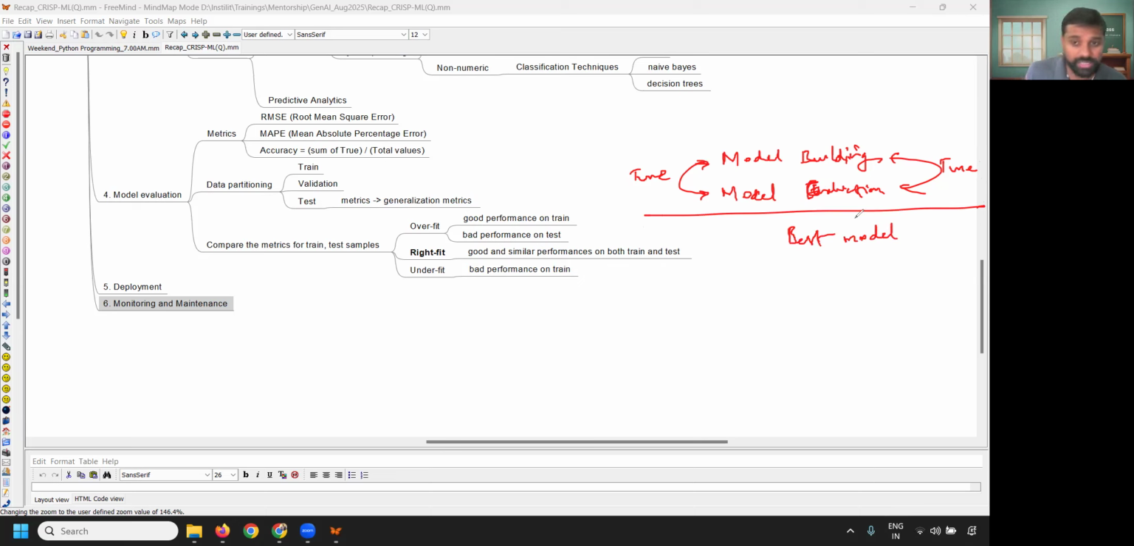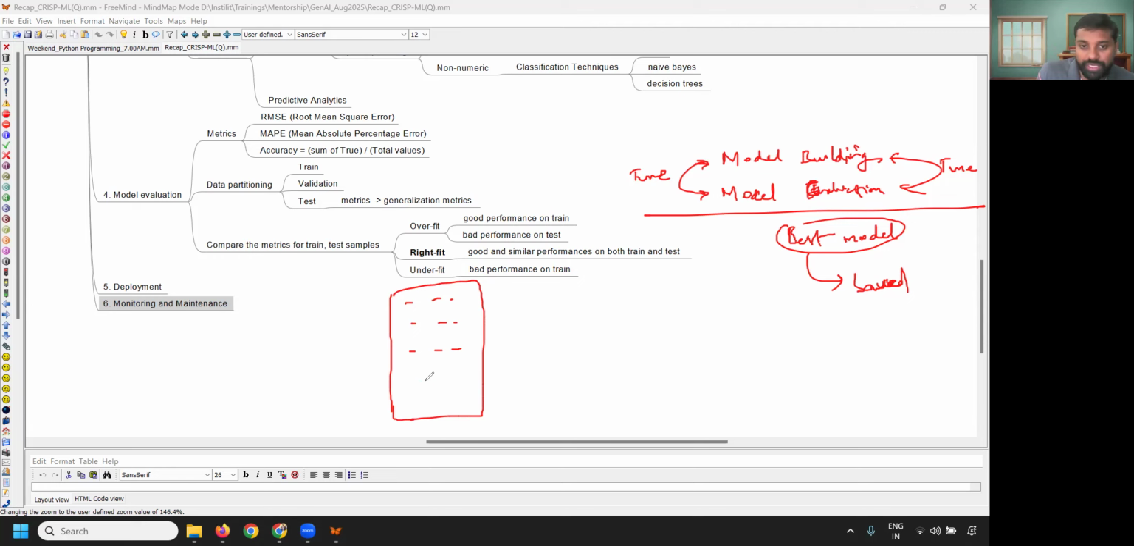Now, once we reach a stage where we get the desired model, the best model, which gives us the desired result, this best model will be saved. Okay, the model will be saved. What does model saving mean? You're writing a Python code. Okay, you have written a Python code. This Python code is what?